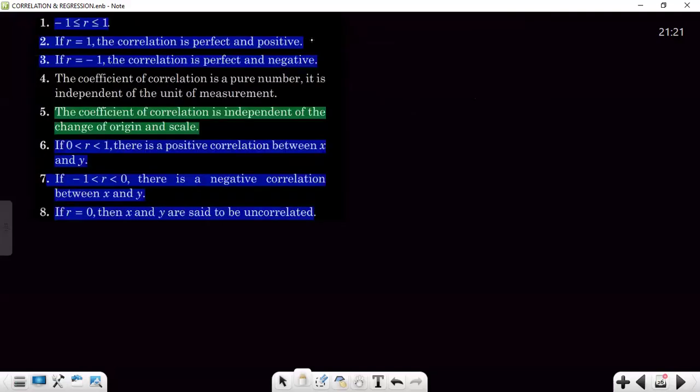These properties, we have talked about it. Coefficient of correlation is independent of the unit of measurement. Yes, coefficient of correlation is independent of change of origin and change of scale. So if r is from 0 to 1, there is positive correlation between x and y. If x increases, y increases. If r is ranging between -1 and 0, then it's a negative correlation. X increases, then y will decrease. If x decreases, y will increase. If r is equal to 0, then x and y are not related.